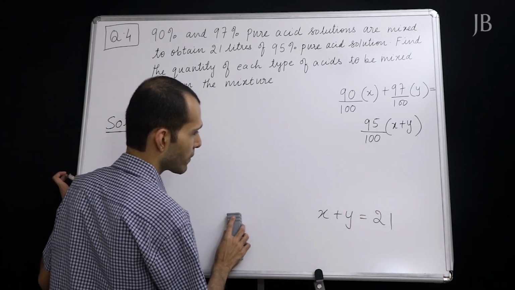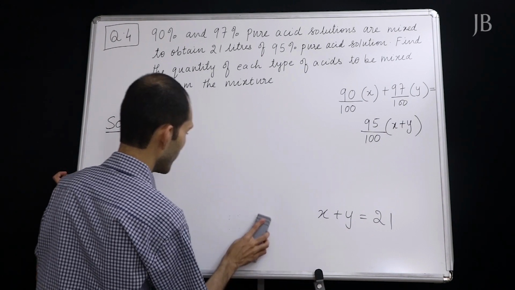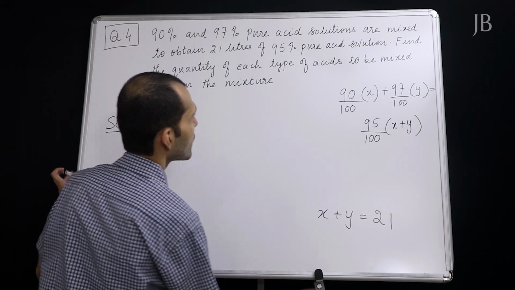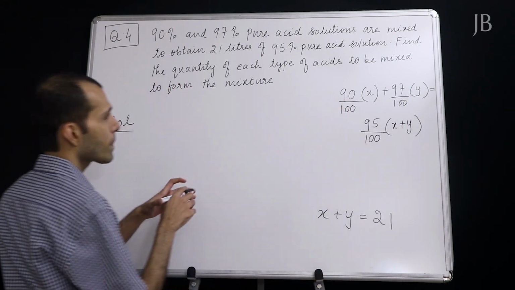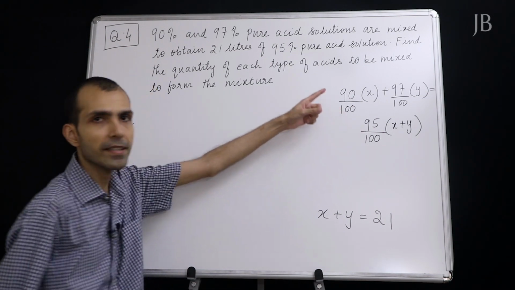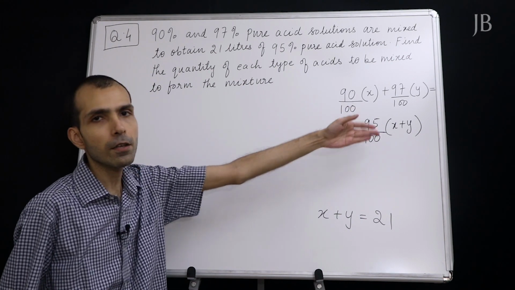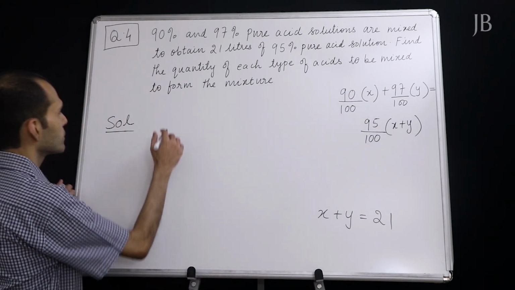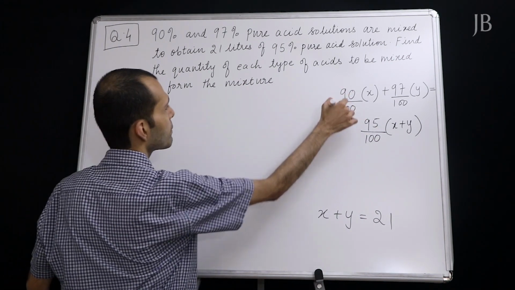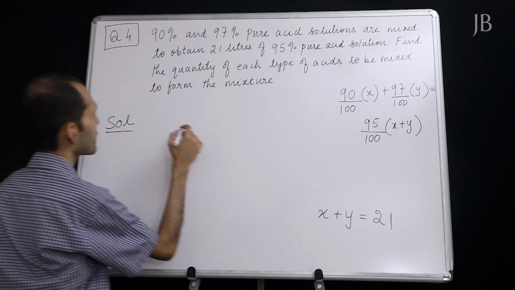Okay, so this is x plus y is 21. Fine, let it be there. And this is a new equation now. So we can simplify this. See, 90% of x plus 97% of y is 95% of x plus y. So we can simplify this now. The 0 and 0 will get cancelled.